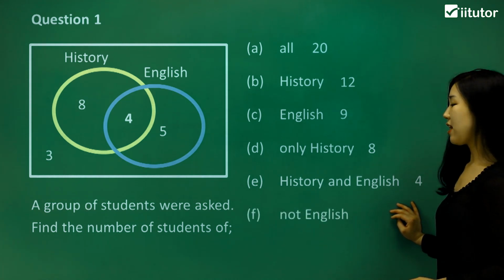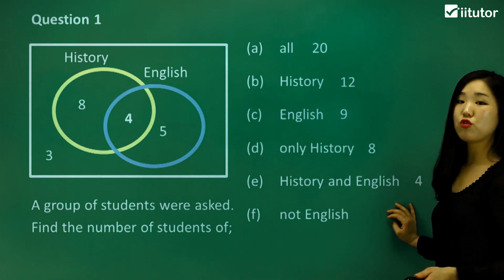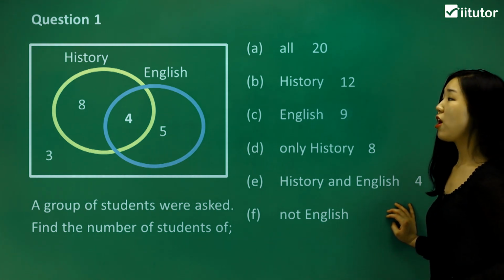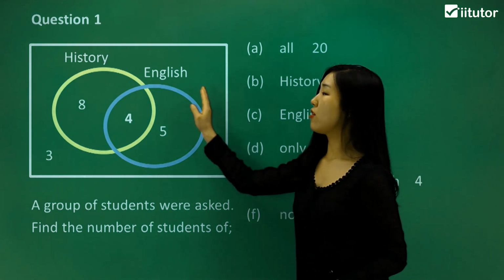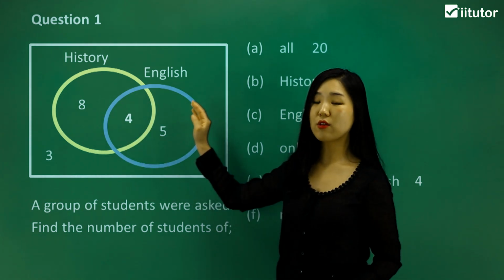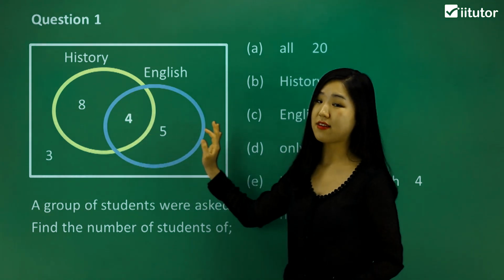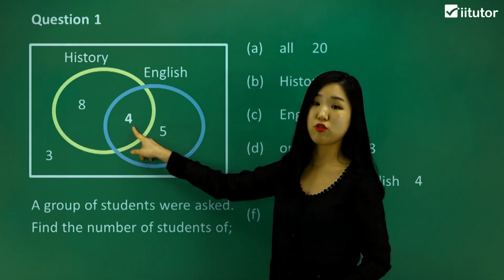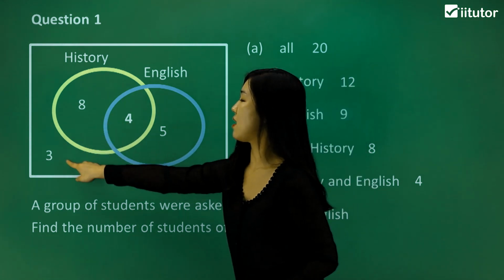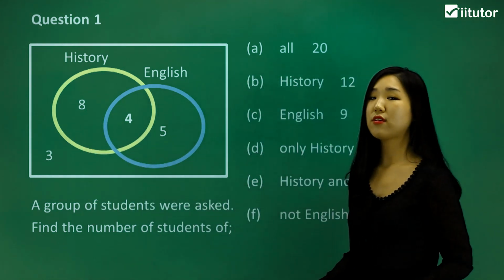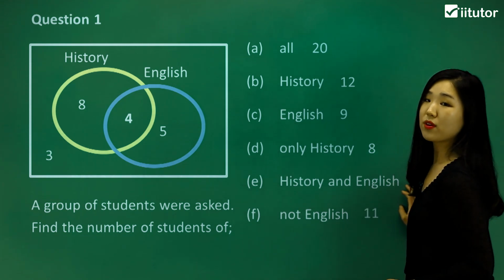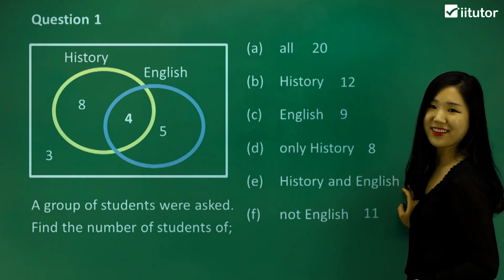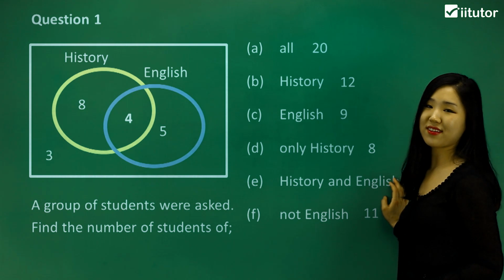Now if you have a look at the next one, it wants to know the number of people who don't do English, not English. So we don't want any one of those students to do English, so we count all the students that are outside of that circle. So it shouldn't be 4 because those students do English. So it must be the other 2, 8 and the 3. So if we add the 8 and the 3 together, we'd get 11 students. 8 plus 3 is 11, isn't it?